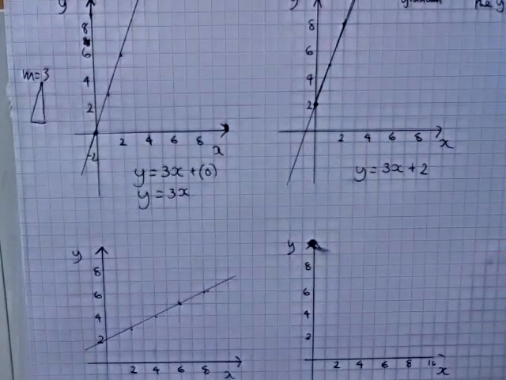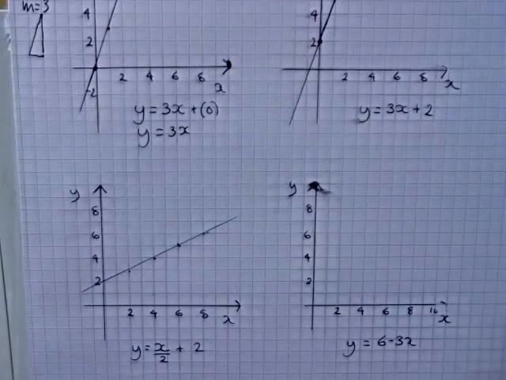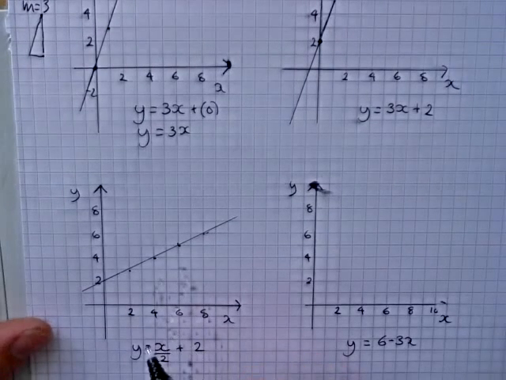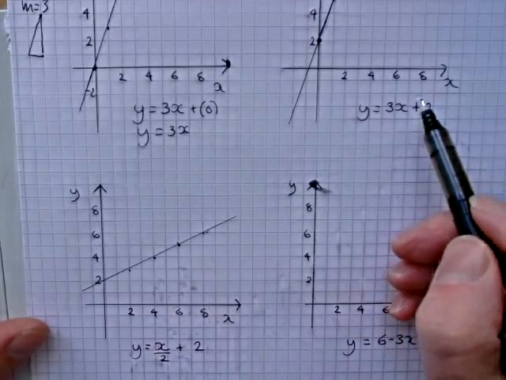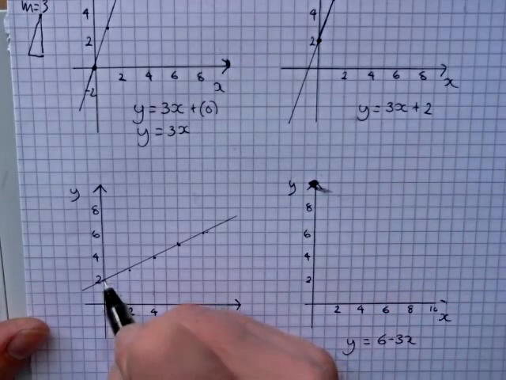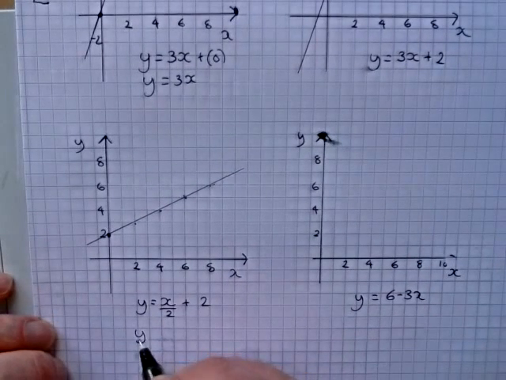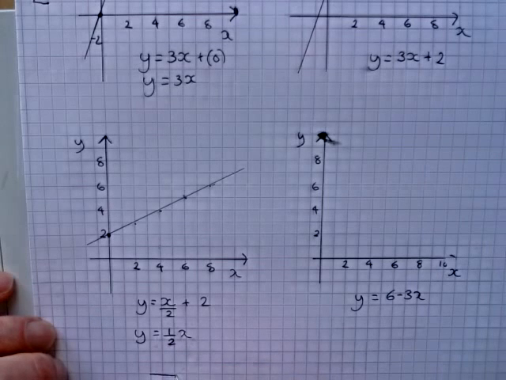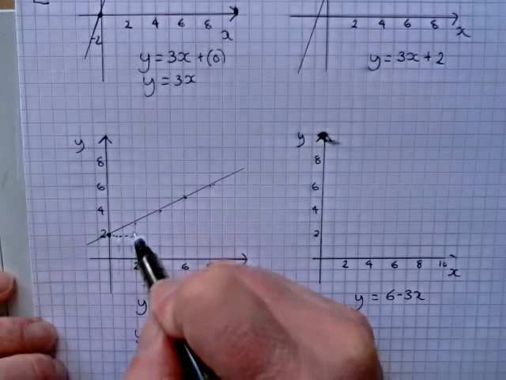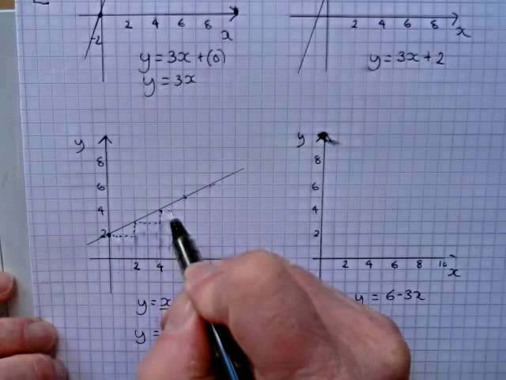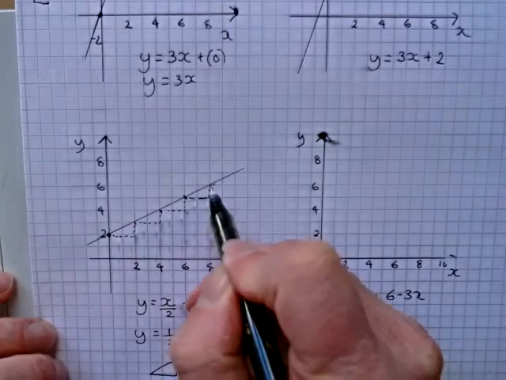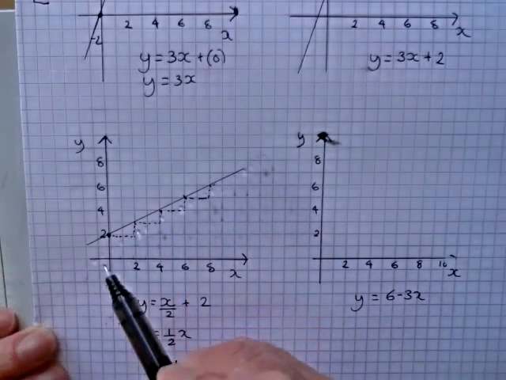Now, in preparing this, I jumped the gun a bit here and put this one in, but I'll just explain this one to you. So y equals x over 2 plus 2. Well, similar to this one, c was 2, so it goes to the same point. But the gradient of a half, if we write that like this, a half x, that means if you're going 2 across, you go 1 up. 2 across, 1 up, and you'll see I've done exactly that a number of times, and then just draw my line through the points.